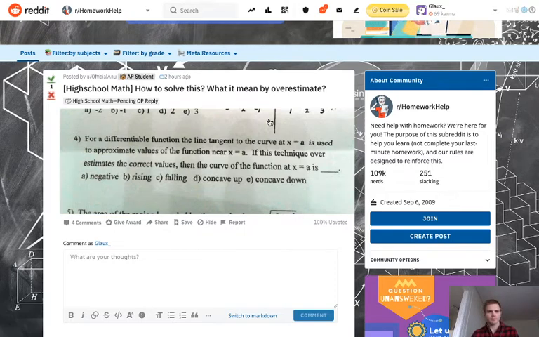I've got a question here from Reddit user official Anu, coming from the homework help subreddit. The question says, for a differentiable function, the line tangent to the curve at x equals a is used to approximate values of the function near x equals a. If this technique overestimates the correct values, then the curve of the function at x equals a is blank, and we can choose from these options: negative, rising, falling, concave up, concave down. In the title of the question, the user also asks, what does it mean by overestimate?